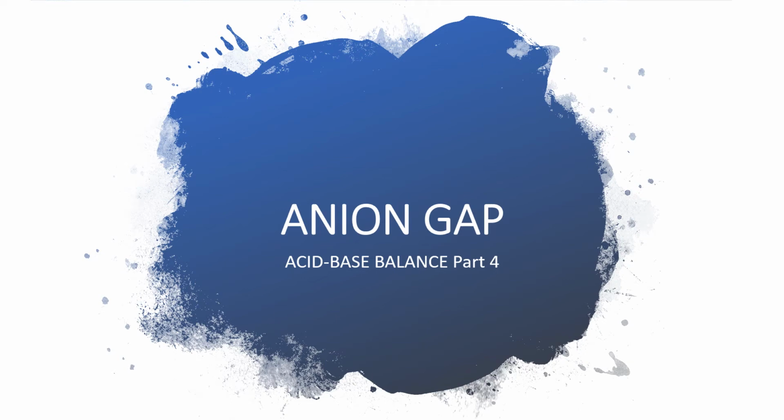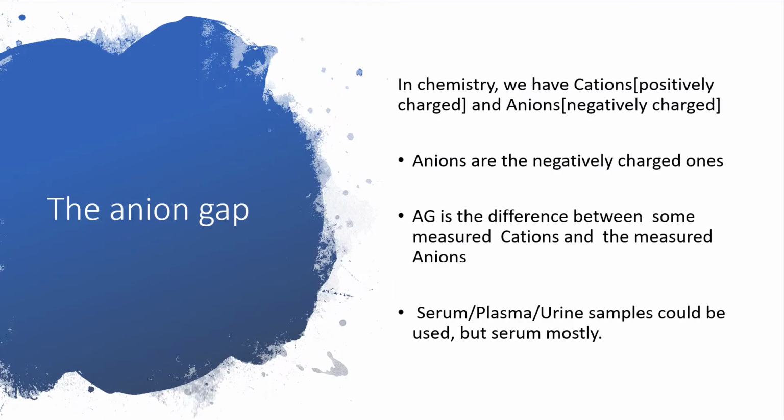Still on acid-base balance. Today the focus will be on anion gap, and that will form part 4 of 7. The anion gap. In chemistry, we have both the cations, that is the positively charged, and anions, the negatively charged ions. The anion gap is the difference between some measured cations and the measured anions. And you can make use of serum, plasma, urine for this analysis, but mostly we use the serum.